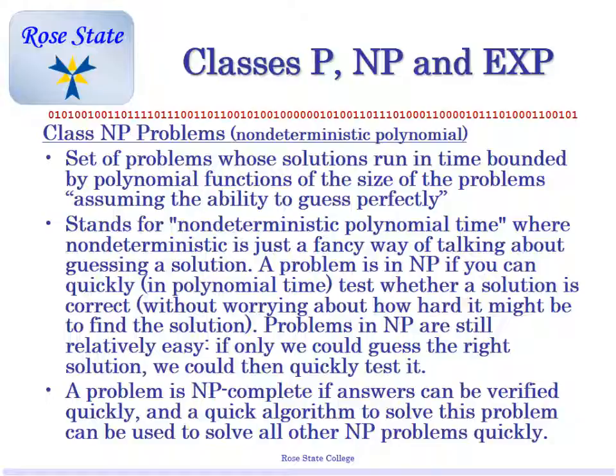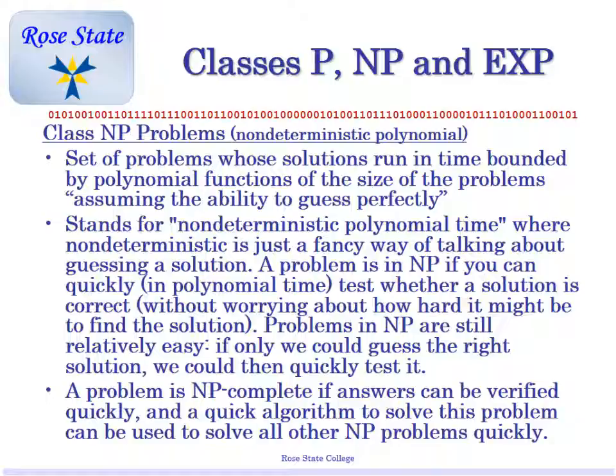So for NP complete, I can assume that I can guess perfectly, in other words, get the right answer, and I can test it, and I can make a plan or an algorithm to do this over and over and over. That's NP. You really need to know these 3.